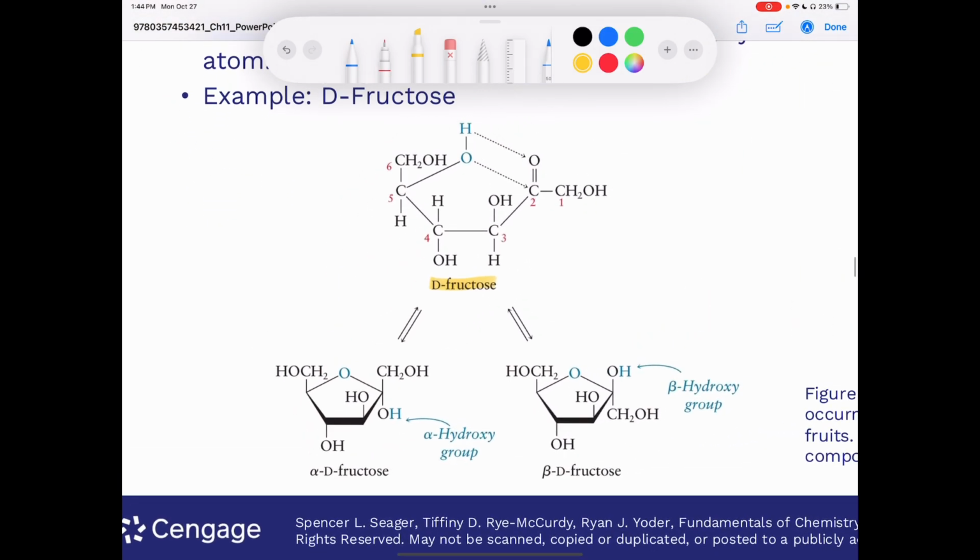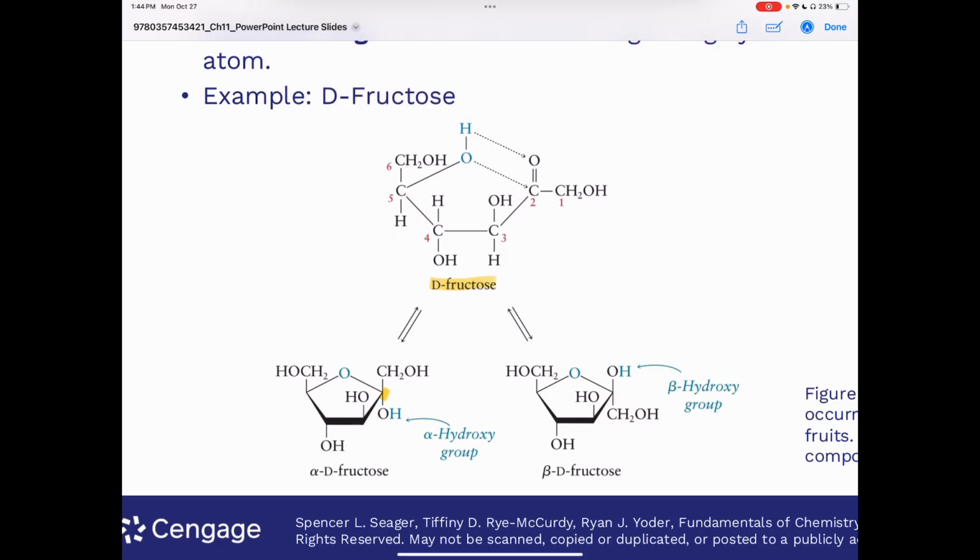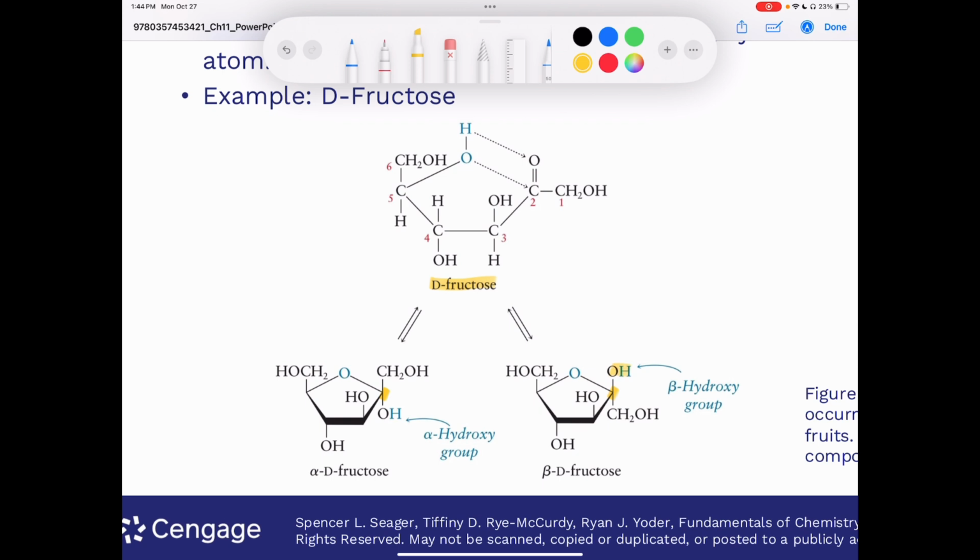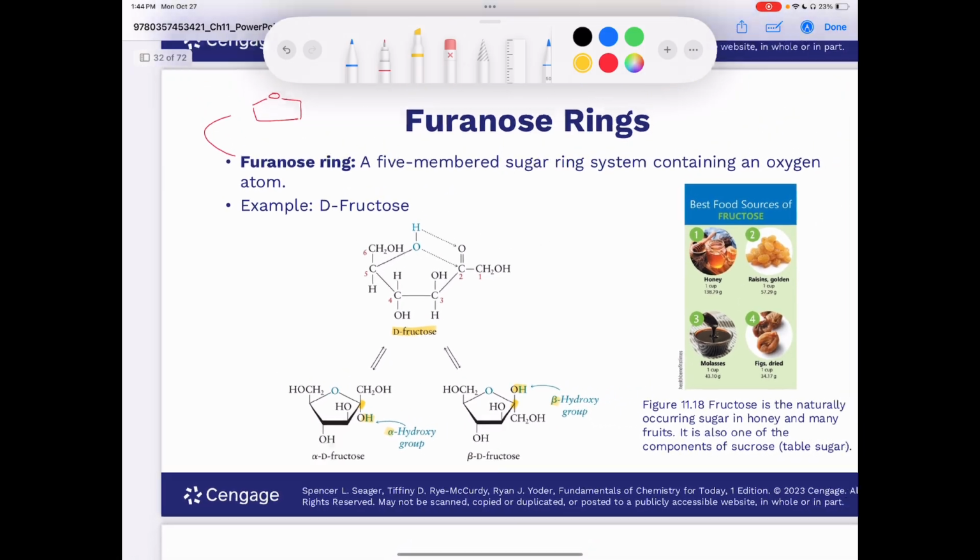And you can see the difference between beta and alpha D-fructose is at carbon number one, and I'll highlight it in yellow, the anomeric carbon. If the hydroxy is pointing up, it's beta, right? Like the butterfly. And if it's pointing down, it's alpha, like the fishy.